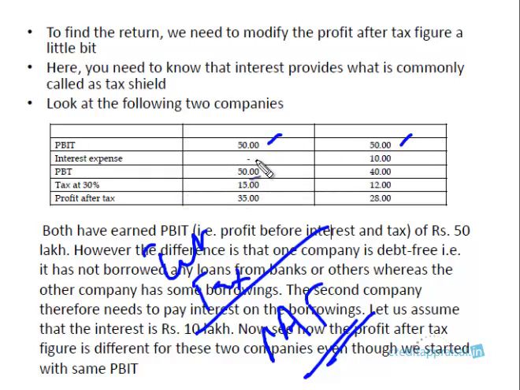Now one of these companies has a loan from a bank and has paid interest of 10 lakhs to the bank. So that is also an expense to this company, whereas this company is debt free. If you deduct interest from profit before interest and tax, you're going to get profit before tax. So this is 50 lakhs because there is no debt. This company will have a lower profit before tax of 40 lakhs because there is an interest expense. The next thing we have to do is deduct the tax, assuming a tax rate of 30%. So 30% of 50 is 15. Now you calculate profit after tax, you're going to get 35 and 28.